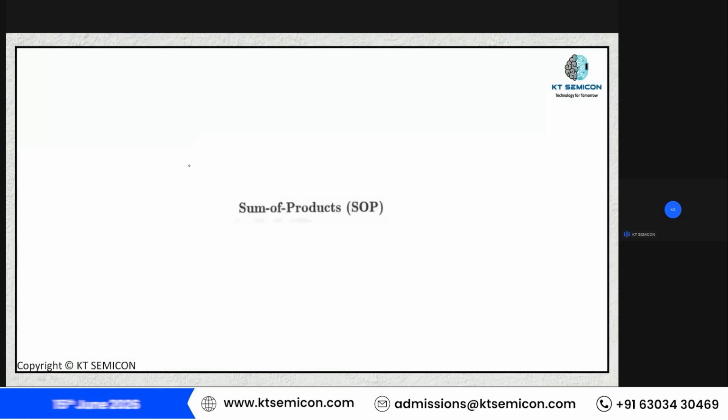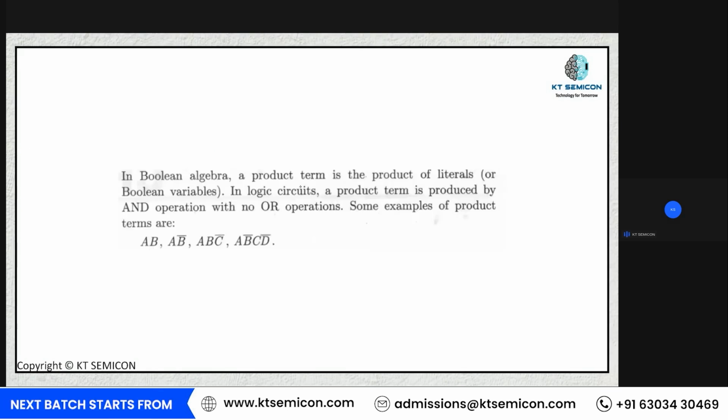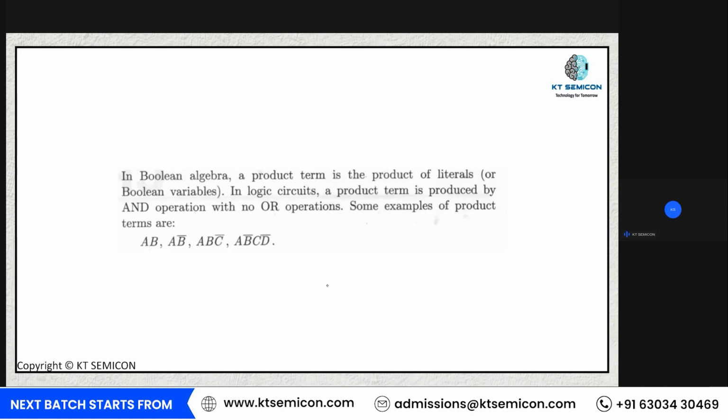Now basically, in Boolean algebra, a product term is a product of literals or Boolean variables. And in logic circuits, a product term is produced by an AND operation with no OR operations. This we already know. So a product term is nothing but, if I perform an AND operation between two variables, that is a product term. For example, A dot B, (AB) whole bar, A B C bar, A B bar, C D bar. These are all my product terms.